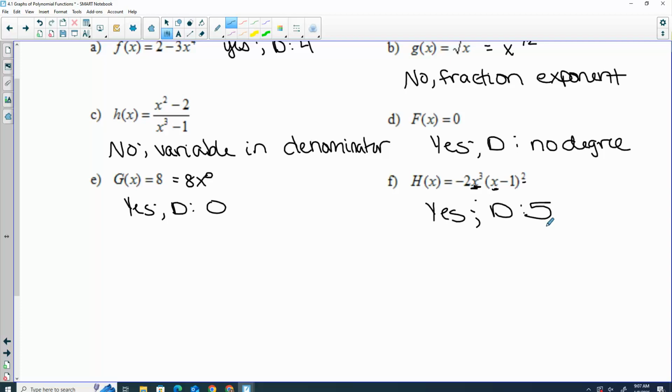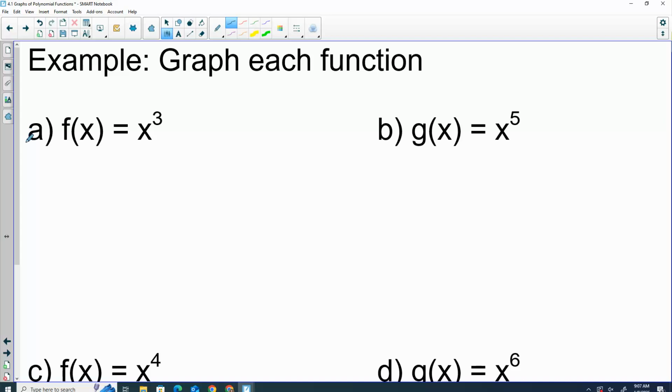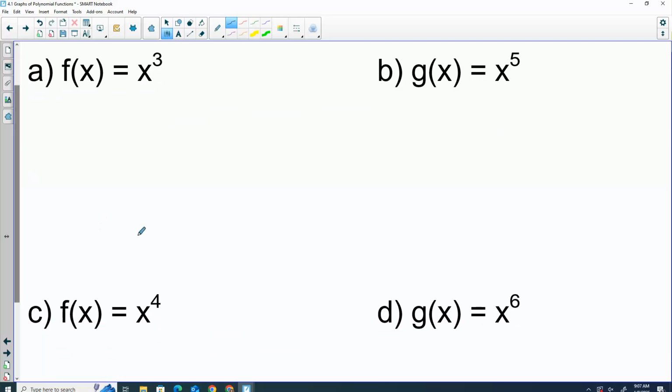What I want you to do next, you can use a graphing calculator if you would like. I put 4 different basic polynomials on here. X cubed, x to the 5th, x to the 4th, x to the 6th. I want you guys to graph those. Draw me a rough sketch. So if you need to use a graphing calculator, that's fine. I just want you to take a minute and draw me a rough sketch of what each of those looks like.